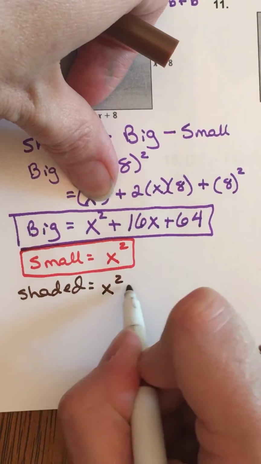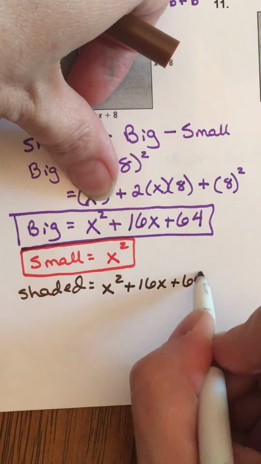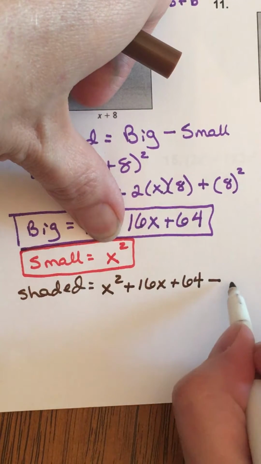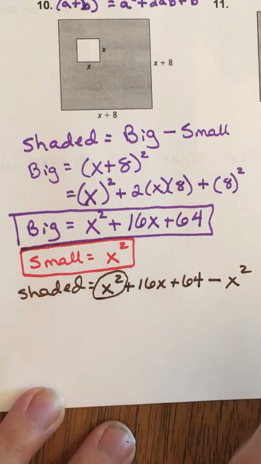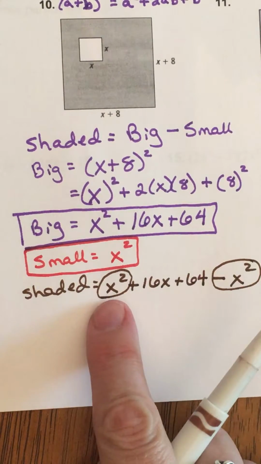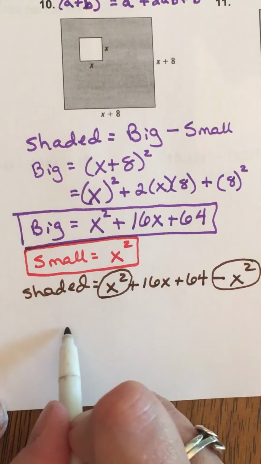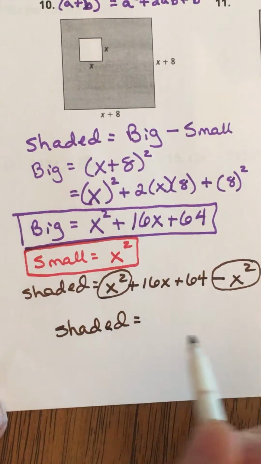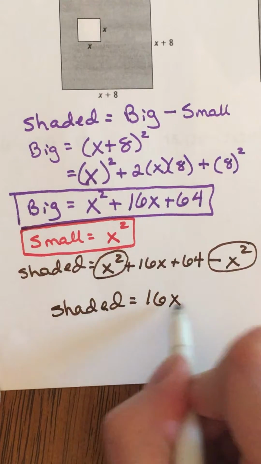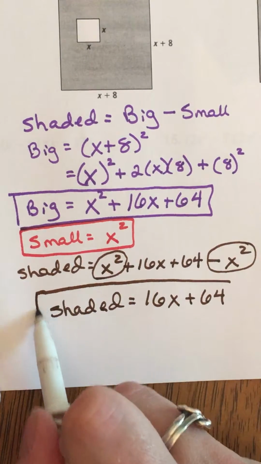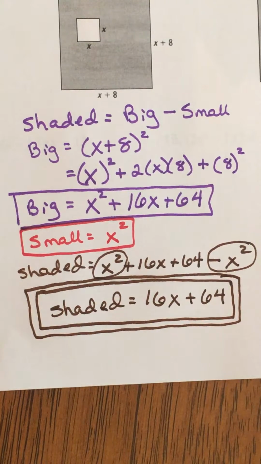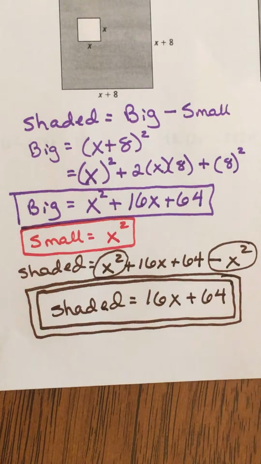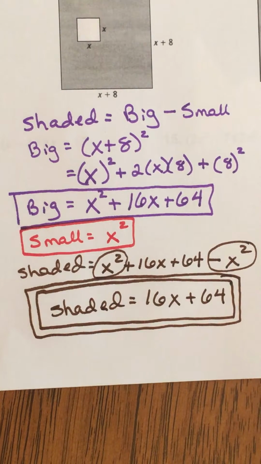Purple polynomial. x squared + 16x + 64 minus my small polynomial of x squared. Combine like terms. x squared goes with x squared. And hey, look, that one's positive, that one's negative. They're going to cancel out. So my shaded region ends up being just 16x + 64. Final answer. That wasn't too bad. We found the area of the total big one, length times width. I found the area of the little one, length times width, and then just subtracted. Okay, it's your turn. You get to do number 11, so stop the video and try it out. If you're stuck or if you get an answer, come and ask me.